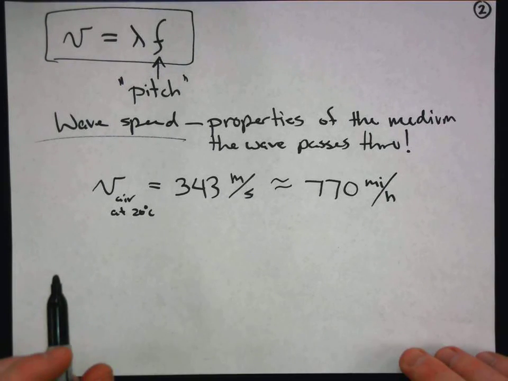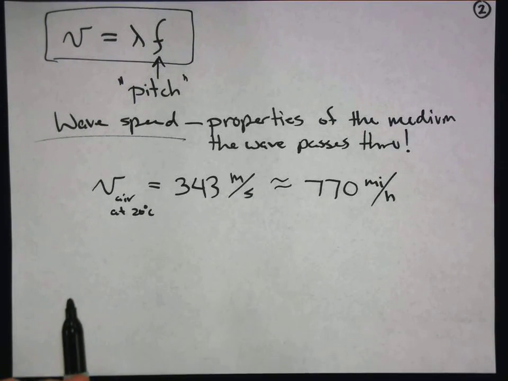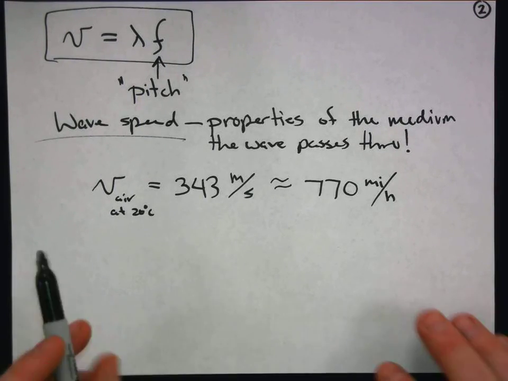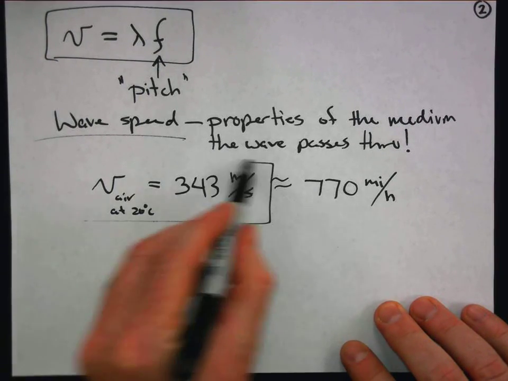Now, the same holds true for sound waves. Sounds of different frequencies or amplitudes all have the same speed within the same medium, and that speed of sound in air is right there.